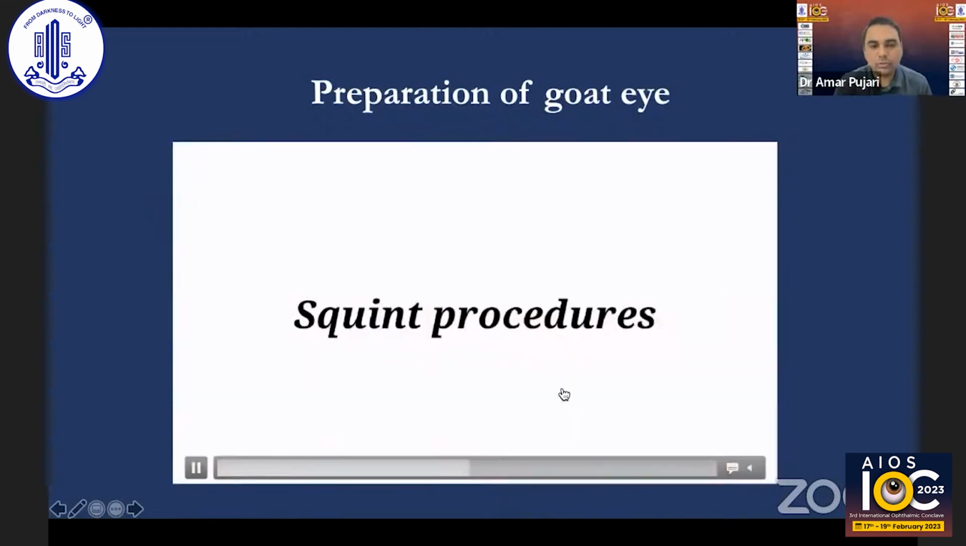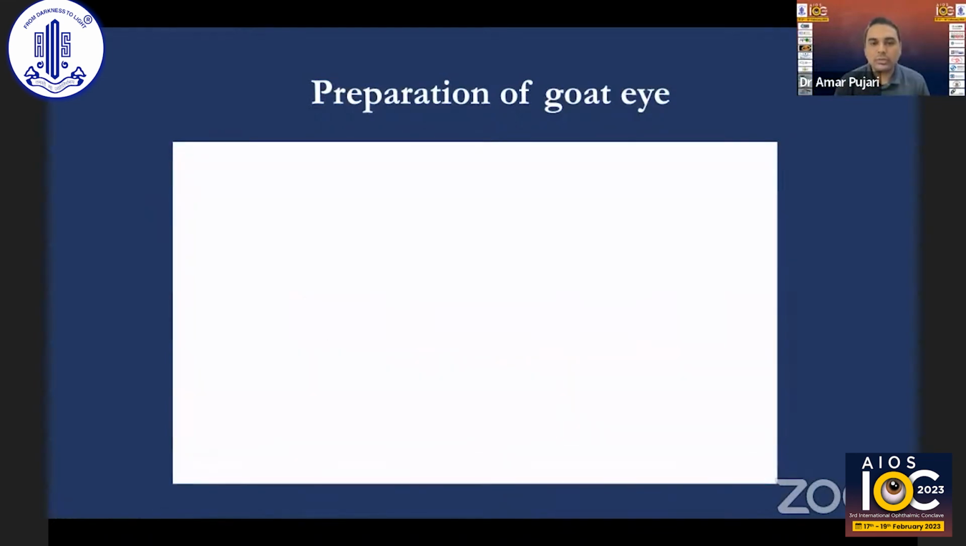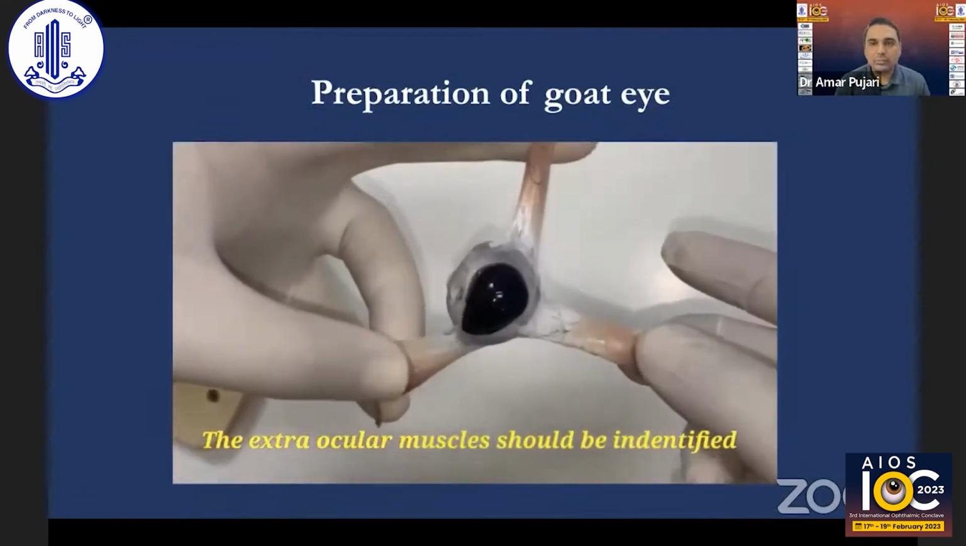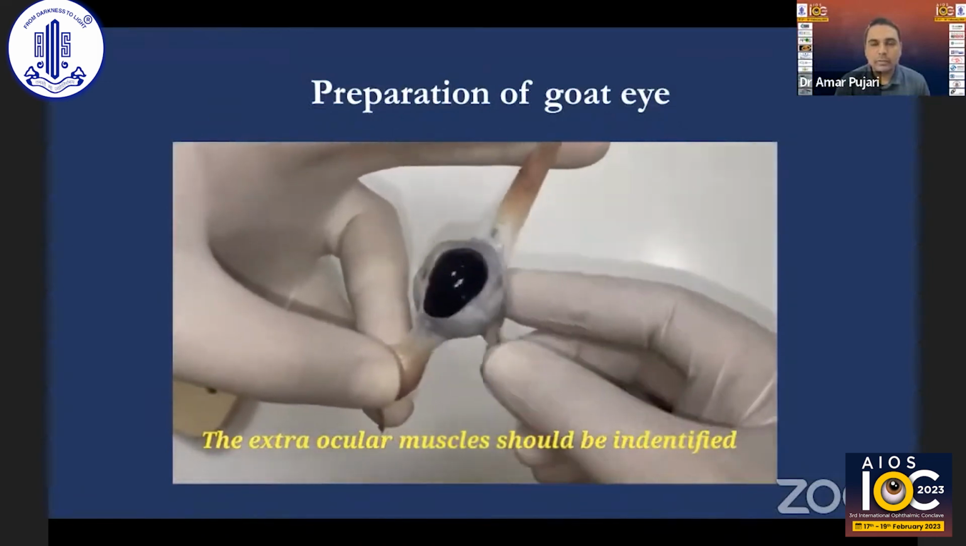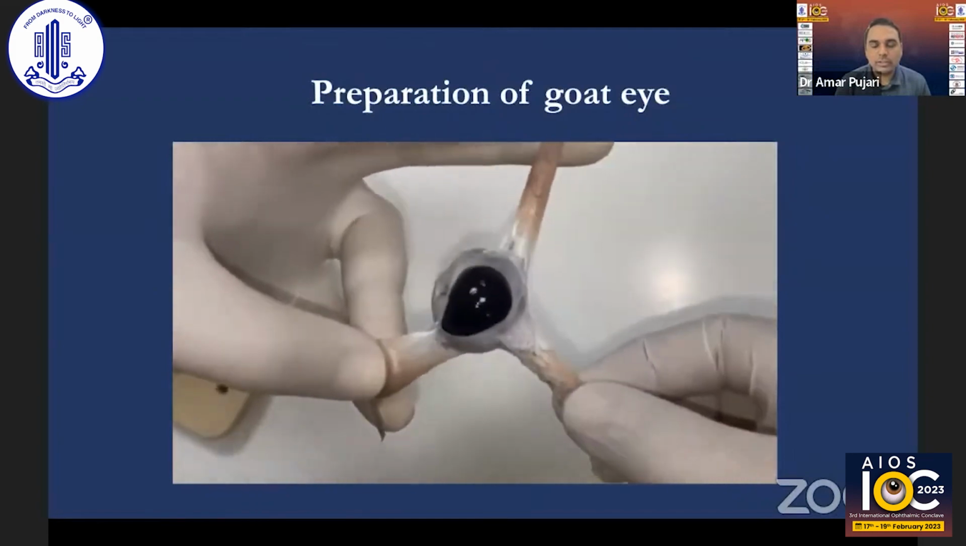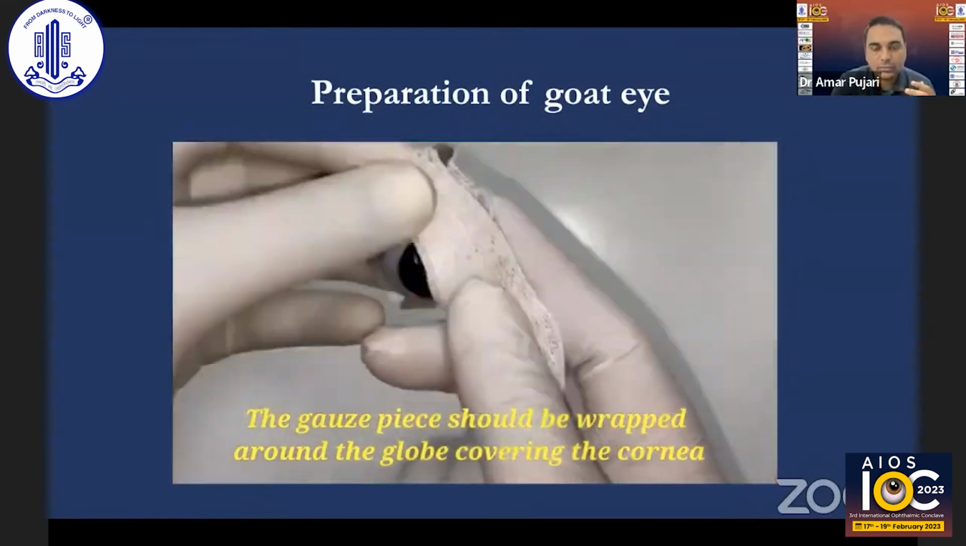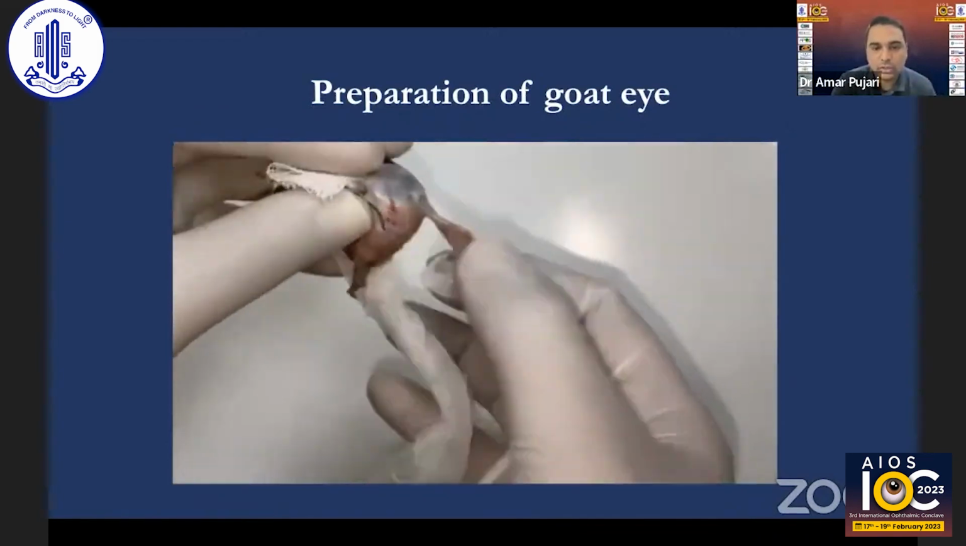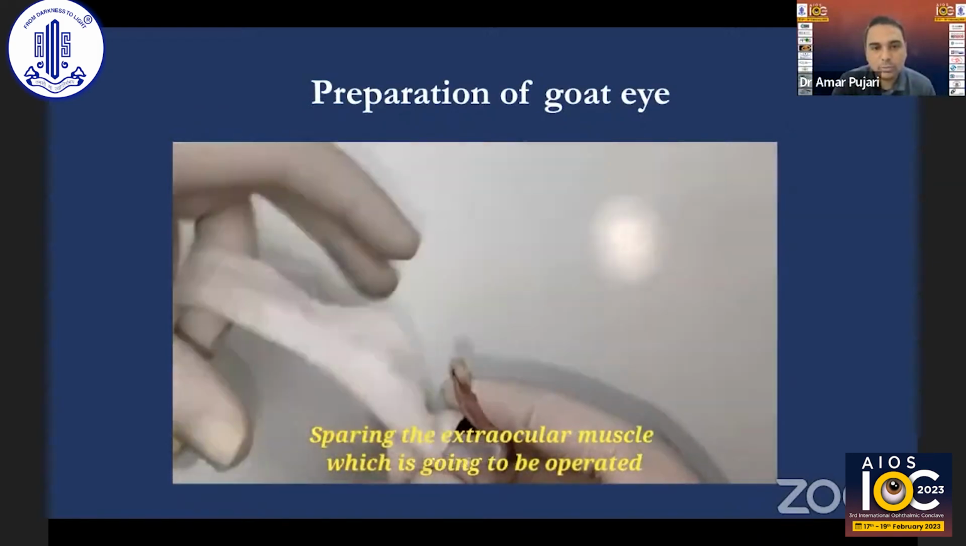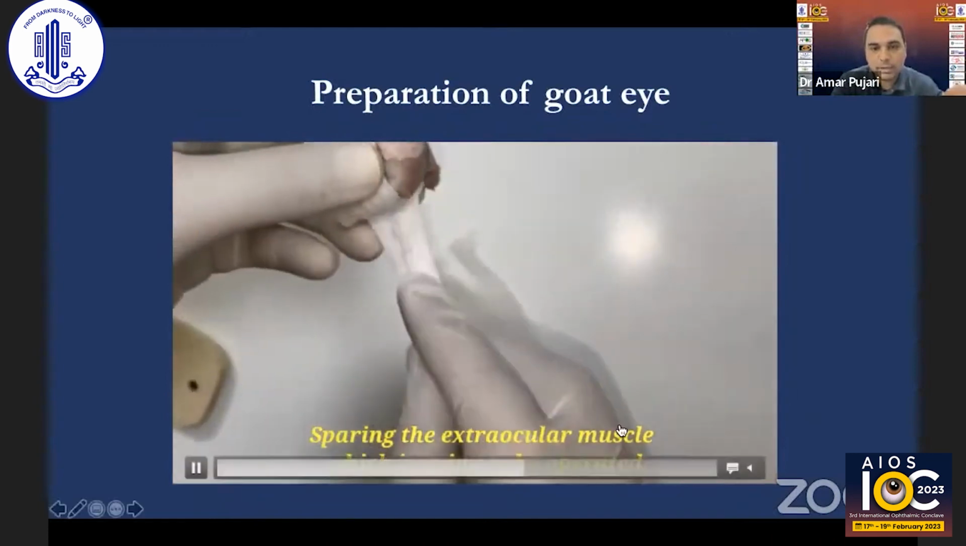After that, for squint surgeries, we are going to identify the extraocular muscles, which have sufficient length, up to 10 to 15 millimeters, and the rectus which has a very close resemblance to the human insertion. So we are going to identify that rectus and we are going to wrap along the cornea. So this is how we wrap the globe so that the muscle is at the apical region.